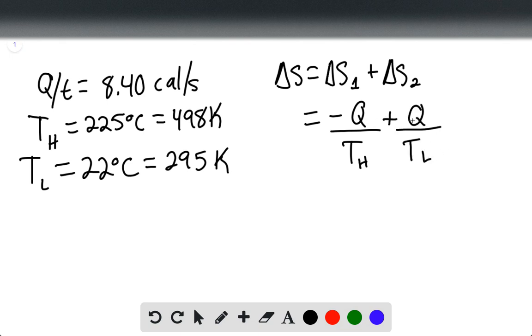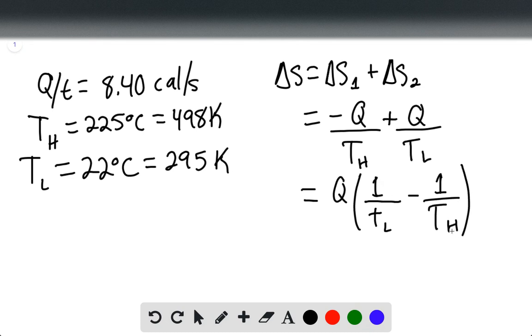And we're using Q with no subscripts because the amount of energy that leaves the higher temperature region will be the same amount of energy that is entering the lower temperature region. And we find that this is going to be equal to Q times, I apologize, 1 divided by T sub L minus 1 divided by T sub H. And we can actually calculate this. So this will be delta S.